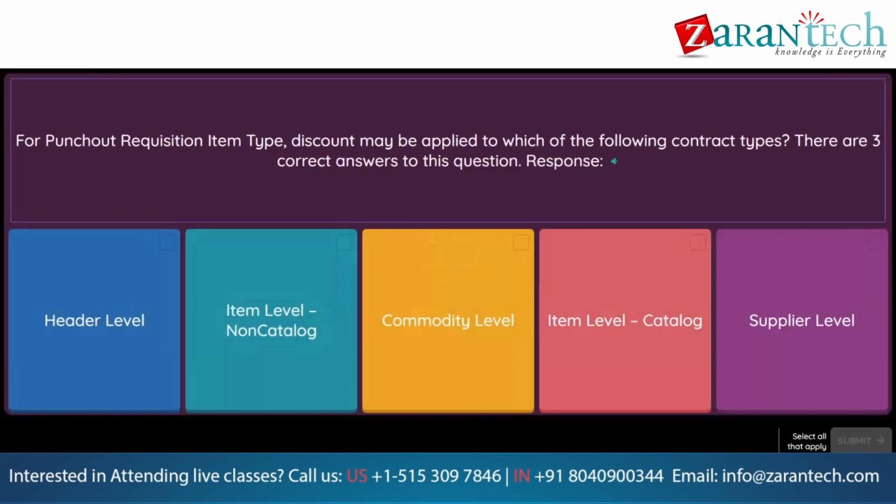Question: for punch-out requisition item type, discount may be applied to which of the following contract types? There are 3 correct answers to this question. Response. Option 1. Header level. Option 2. Item level, non-catalog. Option 3. Commodity level. Option 4. Item level, catalog. Option 5. Supplier level.